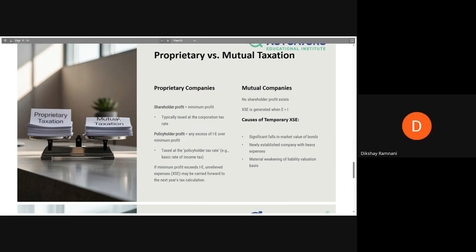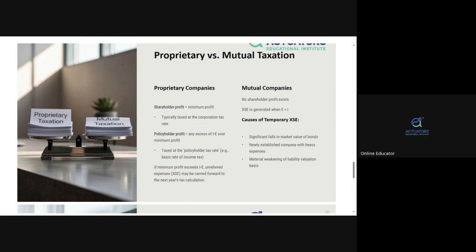This material weakening of liability valuation basis, I do not understand how it will increase excess. So what happens is, for example, let's talk about a proprietary company. What is your profit? Your profit is shareholder profit plus policyholder profit. That is equal to I minus E. Correct? So when does the minimum profit test bite? When shareholder profit is greater than I minus E.